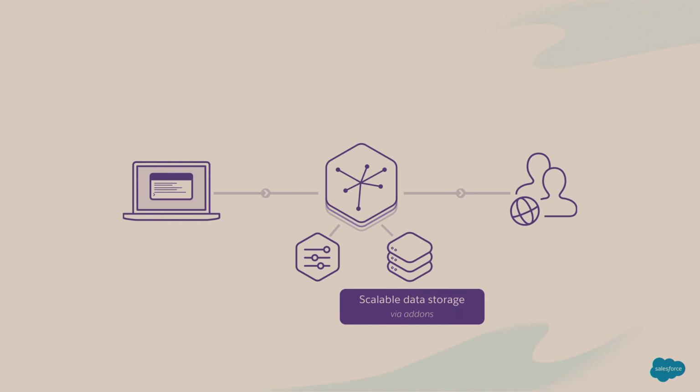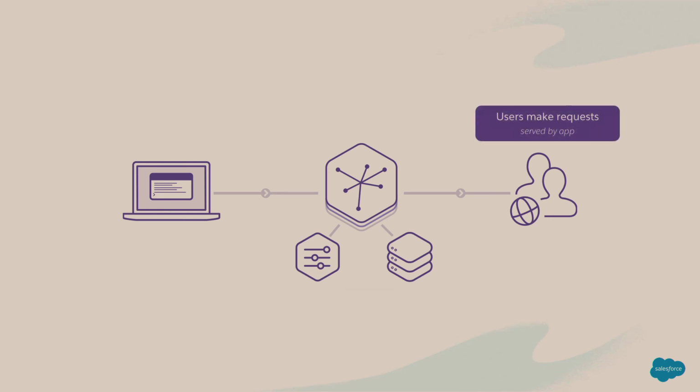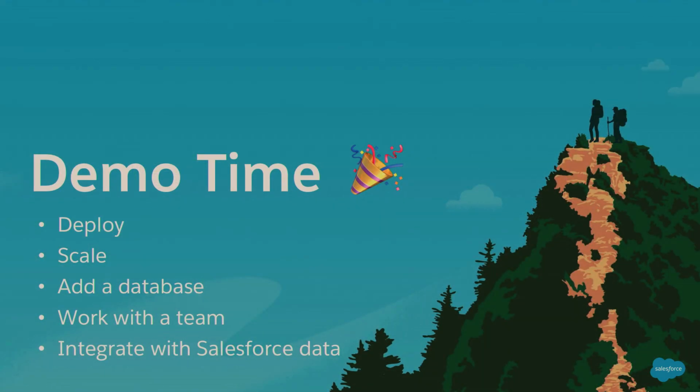You have access to scalable data storage, email delivery, all sorts of other services via what we call add-ons, and then users make requests to your app. So all that big stack of things we saw is simplified to this for you as a developer creating an application. And with that, I'm going to jump over to some demos.